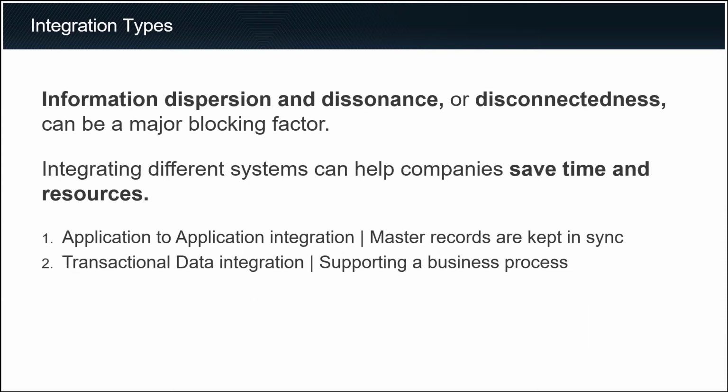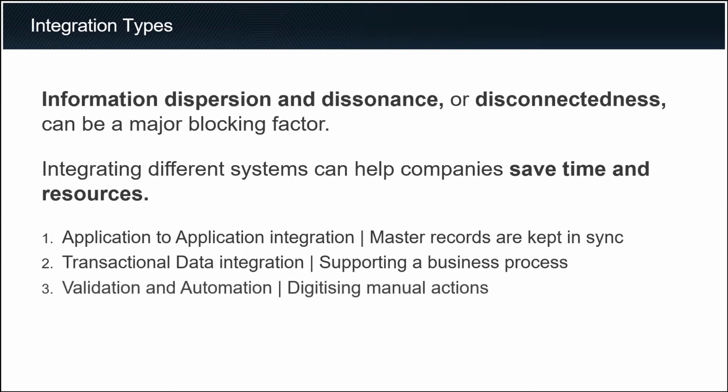And the last one, the bigger type of category that we have, is validation and automation. This is to the point of digitizing manual actions. So this is typically where the action would have been manual by some person somewhere, and the integration process helps in automating some of those normally manual actions.